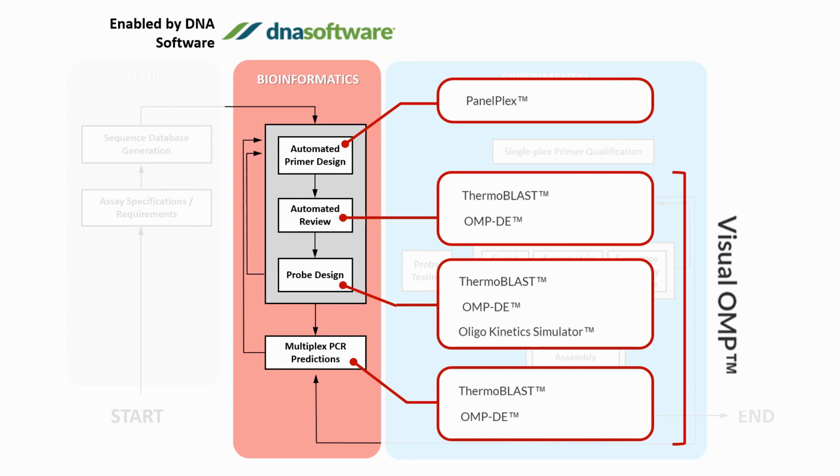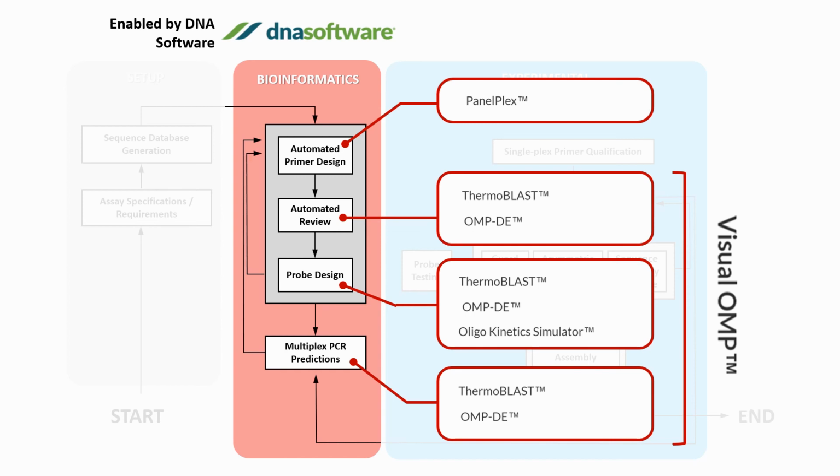Now here is what we did and why our partnership with DNA software mattered. We enabled all of our bioinformatic pipeline by using the tools that DNA software had, except some of the other tools like the normal BLAST and things like that. The automated primer design was done by PanelPlex. The reviews were mainly done by ThermoBLAST and OmpDE. Essentially, OmpDE was the bread and butter of that part of it. For the probe design, we not only used ThermoBLAST and OmpDE, but we also used another tool that I don't know if you guys are familiar with.